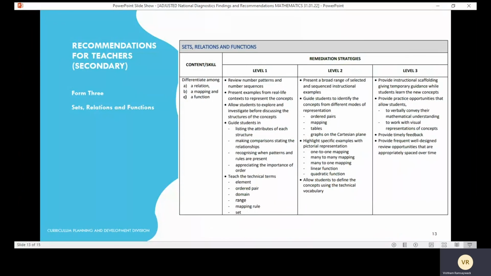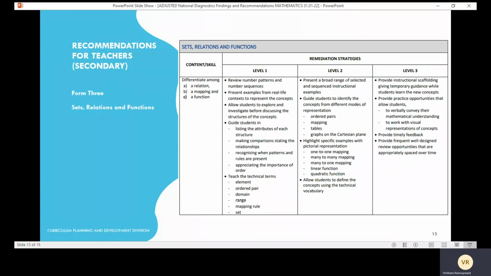We move on to recommendations for teachers, secondary, and another excerpt from the document prepared for teachers of the secondary system. We look at Form 3 and we look at the content area, the strand of sets, relations, and functions. And we look at remediation strategies prepared for differentiating among a relation, a mapping, and a function.